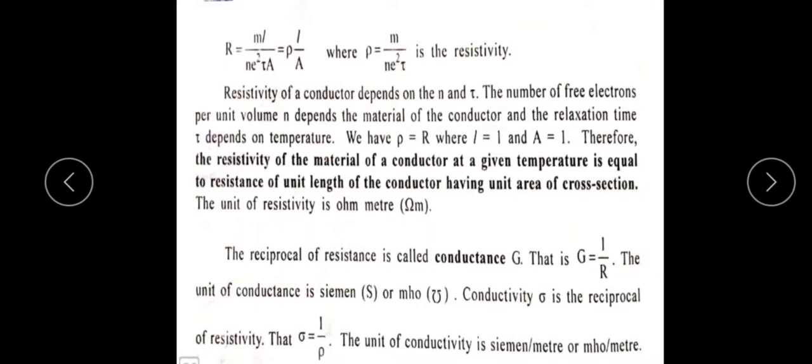The reciprocal of resistance is equal to conductance, which is represented as G. Then G is equal to the reciprocal of resistance, that is 1 by R. The SI unit of conductance is siemens or mho, the reverse of ohm. Then conductivity is the reciprocal of resistivity, hence conductivity is equal to 1 by rho. The unit of conductivity is siemens per meter or mho per meter.